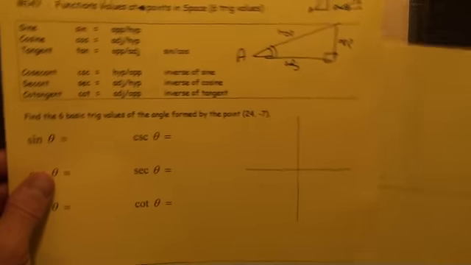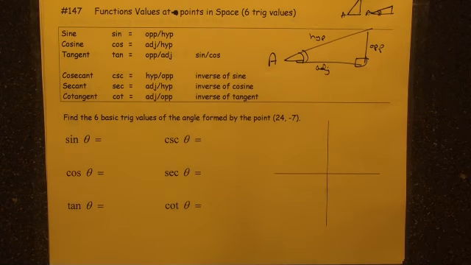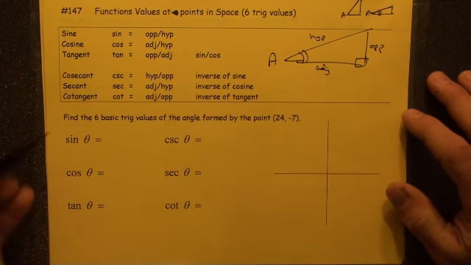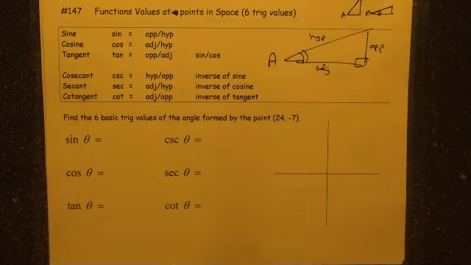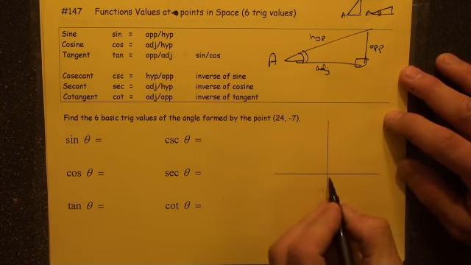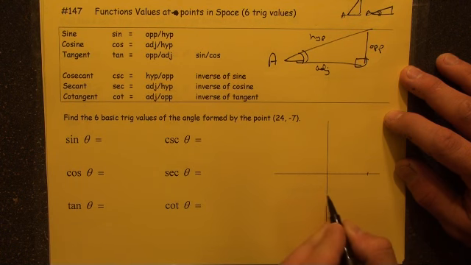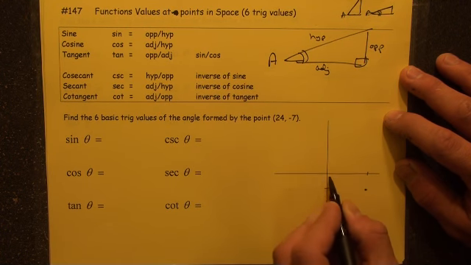Now, what we probably do want to do at some point, let's do this first one here together, but we're going to want to take a look at the unit circle here on this page. We're going to create it ourselves here in just a moment. Let's go ahead and take a look at this first example. So it says, find the 6 basic trig values of the angle formed by the point 24, -7. Well, if you go to the right 24 and down 7, that takes you here.